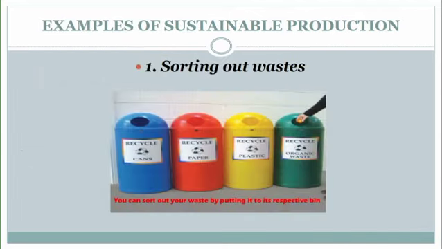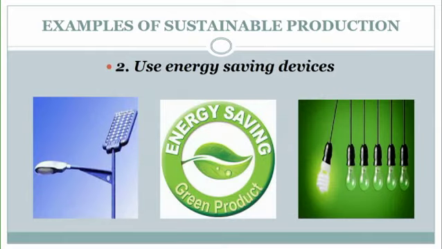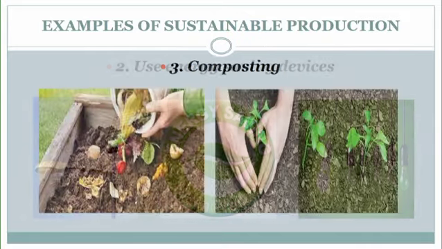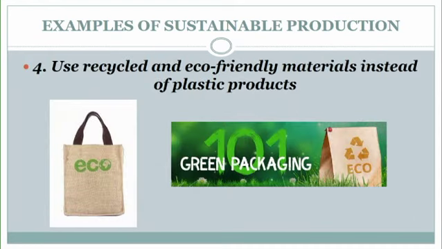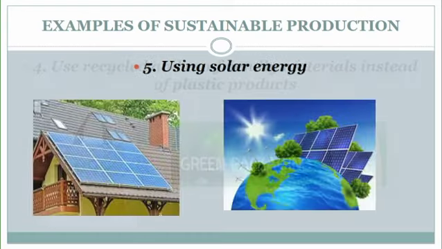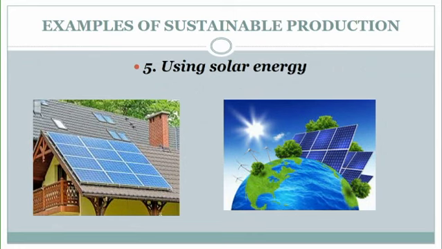Some examples of sustainable production are sorting out waste, using energy-saving devices, composting, using recycled and eco-friendly materials instead of plastic products, using solar energy, amongst others.